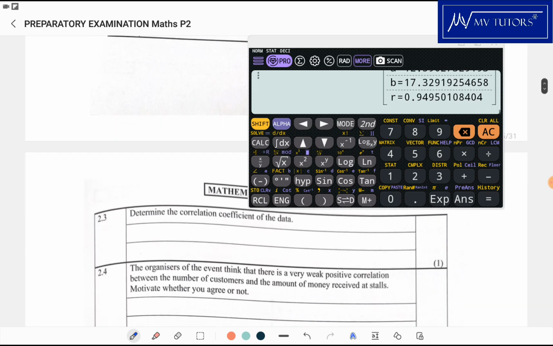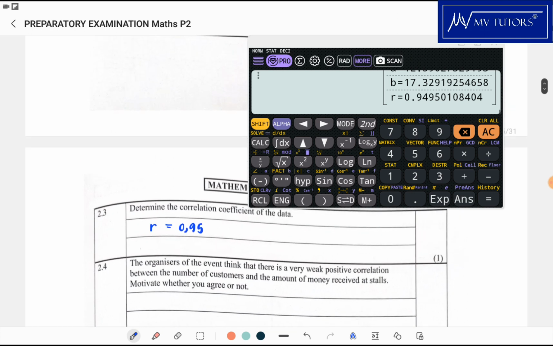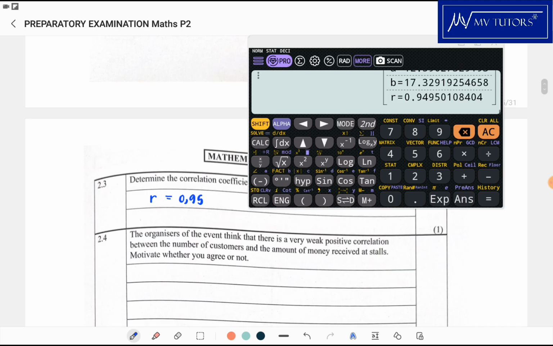Actually, 2.3 I skipped: determine the correlation coefficient of the data. That's what I'm looking for. So this is 0.95. Great. I don't know how I skipped that. But 2.5, I couldn't have answered it without knowing the correlation coefficient. So here it cannot be very weak positive. Here it is very strong positive.